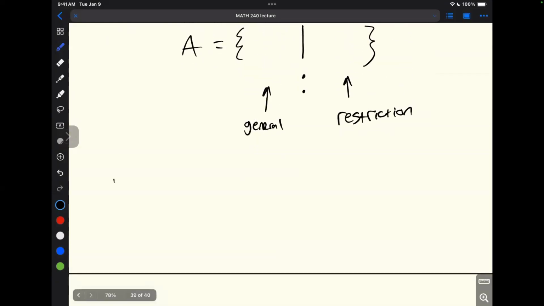So we want to describe all even numbers. Well, all even numbers is broad. There's a lot of different kinds of numbers. What sort of numbers are we probably thinking about specifically? Integers.